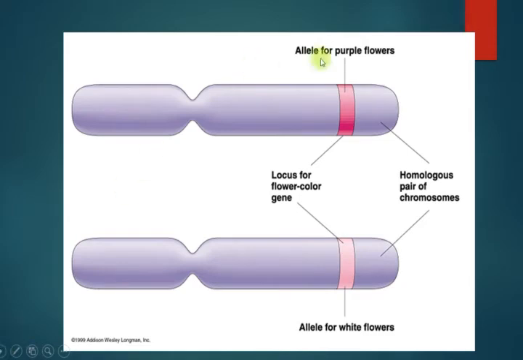This one is also an example of the homologous chromosome. For example, this refers to the locus for the flower color gene. The gene here controls the flower color. So this gene consists of two different alleles: the allele for purple flowers and the allele for white flowers.